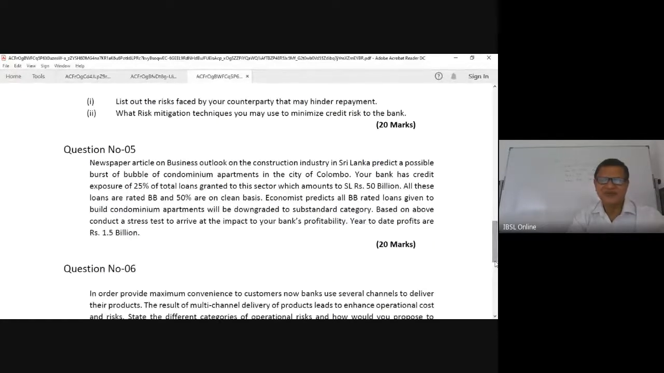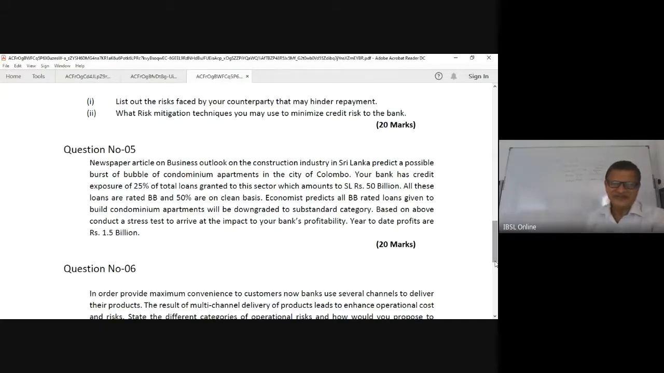Newspaper article on business outlook on the construction industry in Sri Lanka predicts a possible burst of the bubble of condominium apartments in the city of Colombo. Your bank has credit exposure to 25% of total loans granted to this sector, which amounts to rupees 50 billion. All these loans are rated BB and 50% on clean basis. Economists predict all BB rated loans given to build condominium apartments will be downgraded to substandard category. Based on the above, conduct a stress test to arrive at the impact on your bank's profitability. Year-to-date profits are 1.5 billion.